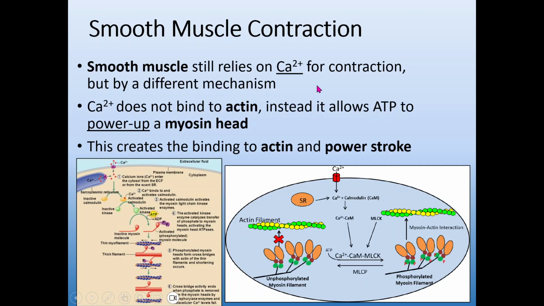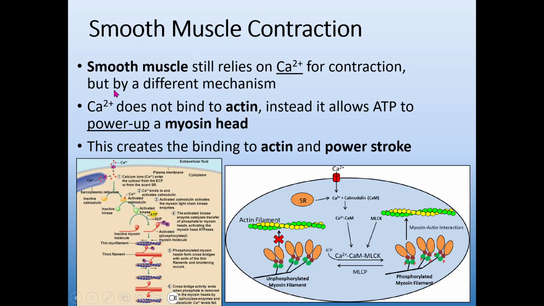Now, just like skeletal muscle, we are relying on the presence of calcium for that purpose of contraction. Remember, we had the action potential come down our T-tubule. That was going to trigger the release of calcium from my sarcoplasmic reticulum. Calcium bound to my actin. Actin rotated, exposed my active site, and then that allowed myosin to bind, complete my power stroke.